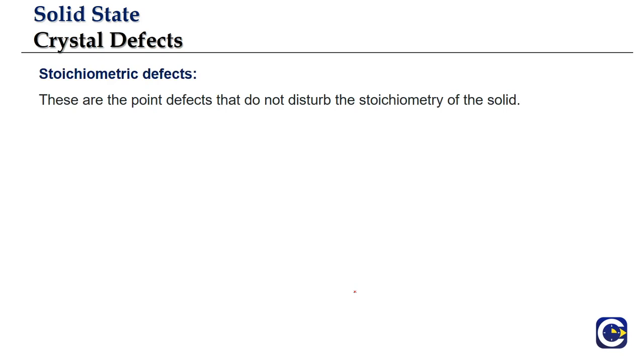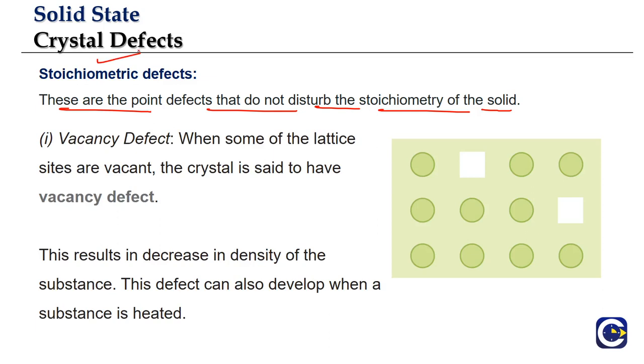So we'll start with what is this stoichiometric defect. Stoichiometric defects are basically those defects that do not disturb the stoichiometry of the solid, meaning the formula of the solid is not going to be disturbed. So because of those defects, when the formula is not disturbed, we will be calling such types of defects what? Stoichiometric defects. And generally when we look at the stoichiometric defect, one of the common types that we see in the case of the metal lattice is what we call vacancy defect.